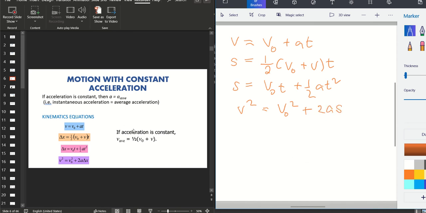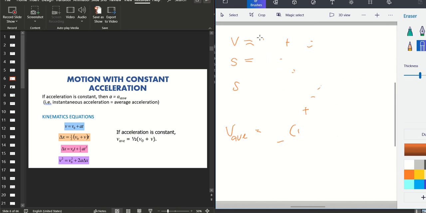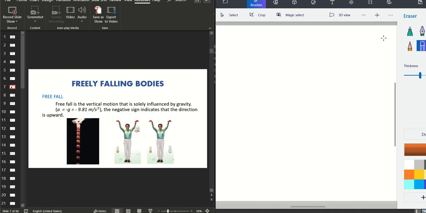Now there is an additional formula here that says the V average is equivalent to 1/2 (V initial + V final). Right? Makes sense naman, diba? V initial plus V final divided by 2, that's basically the average. Alright, so let's try to solve some problems. Oh, wala pa palang problem. So, free falling bodies pa pala. Alright, so free falling bodies.